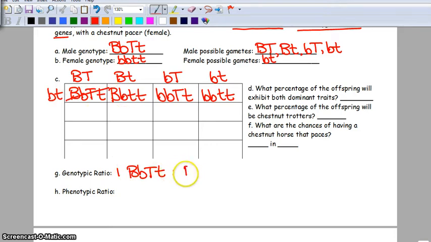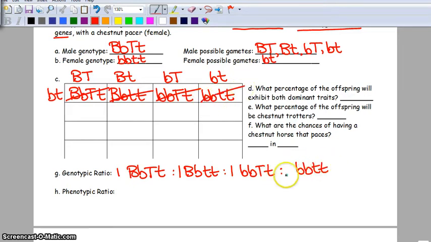Up next, we have big B, little t, little t. There's only 1 of those. Up next, we have little b, big T, little t. There's only 1 of those. And last, we have all recessive, and there's only 1 of those. All right, our phenotypic ratio. Big B is going to give us a black horse. Big T, little t is going to give us a trotter. And so far, we have 1 of those.